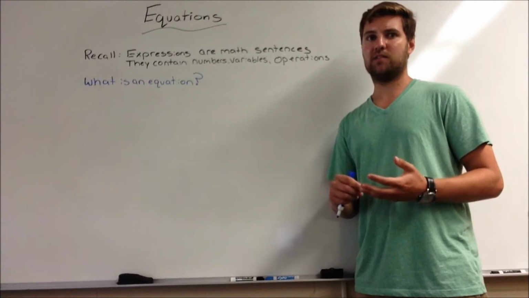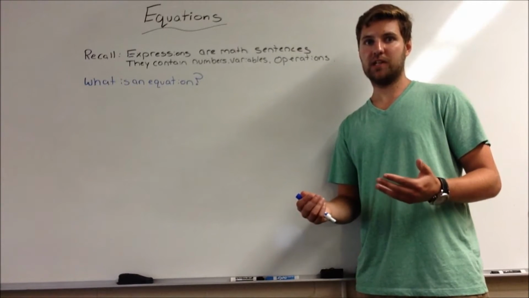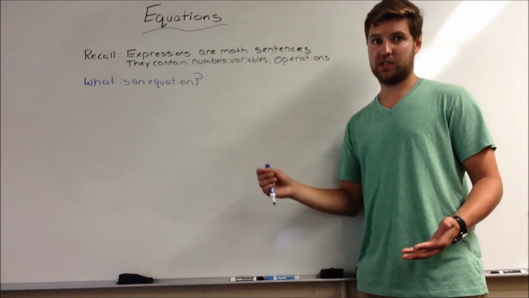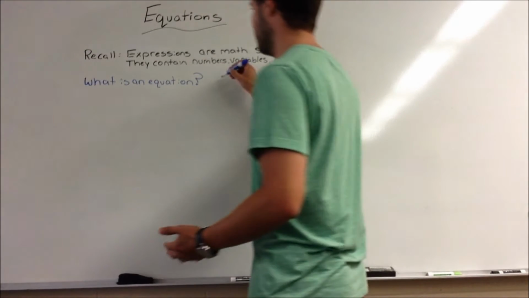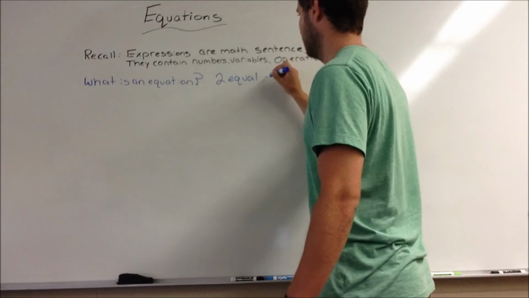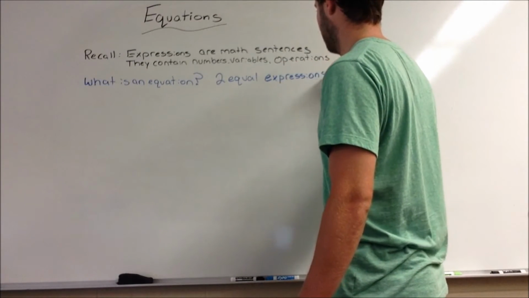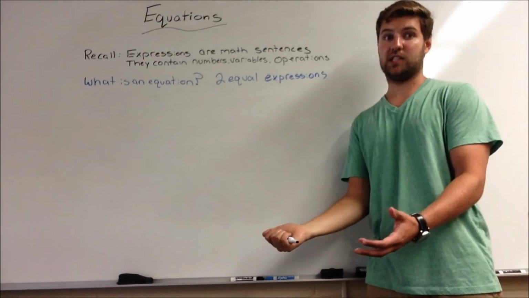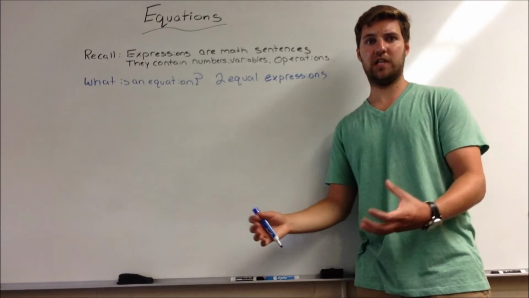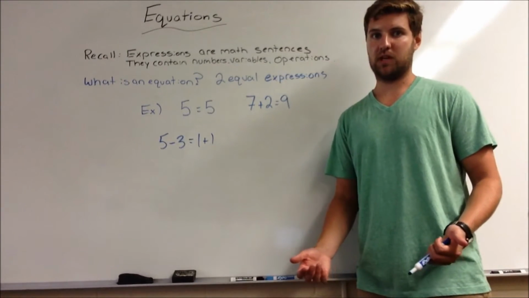Well, the beginning of the word equations, you probably realized, has the start of the word equal. So equations are about things that are equal. Now, what things are equal? Expressions. An equation is two equal expressions. So we're taking these expressions that we had, and we're saying this expression and this expression are equal, and that makes an equation. So let's look at some examples of equations.